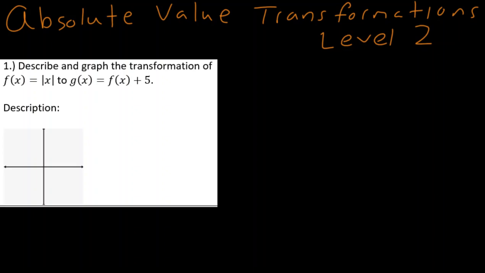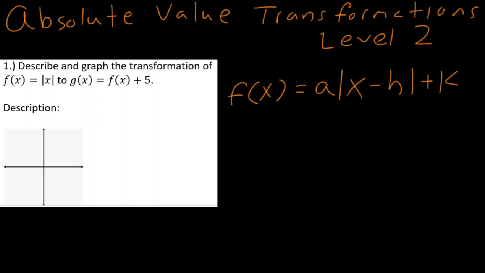Alright, and welcome to Absolute Value Transformations Level 2. Now, let's go ahead and start out with our absolute value formula, which is f of x is equal to a absolute value of x minus h, closed absolute value, plus k. And as we look at this, in our very last video we talked about the letter a, which was either a vertical stretch or compression, or it reflected us across the x-axis. But in this problem, we're going to look at our k value.